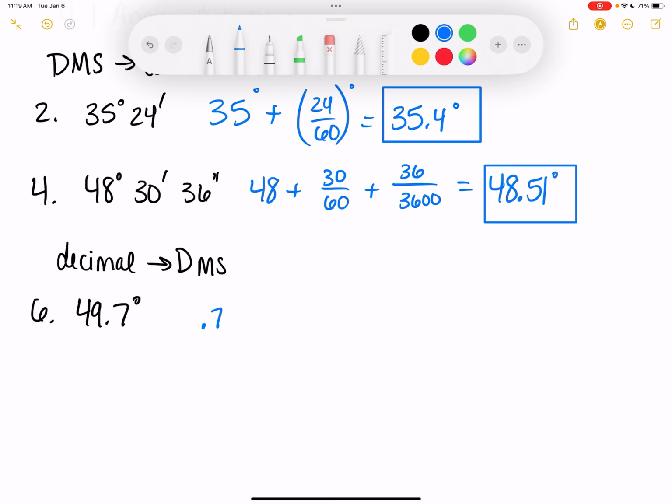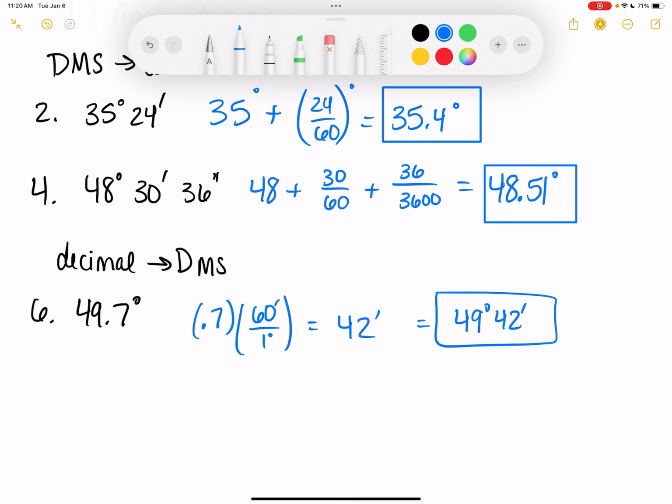Now, instead of dividing, we're multiplying. So 0.7 times, essentially the conversion factor is 60 minutes in 1 degree. So I'm just writing more or less the reverse of what we had up there. You could just write 0.7 times 60. And so that ends up being 42. So my answer would be 49 degrees, 42 minutes for that one.